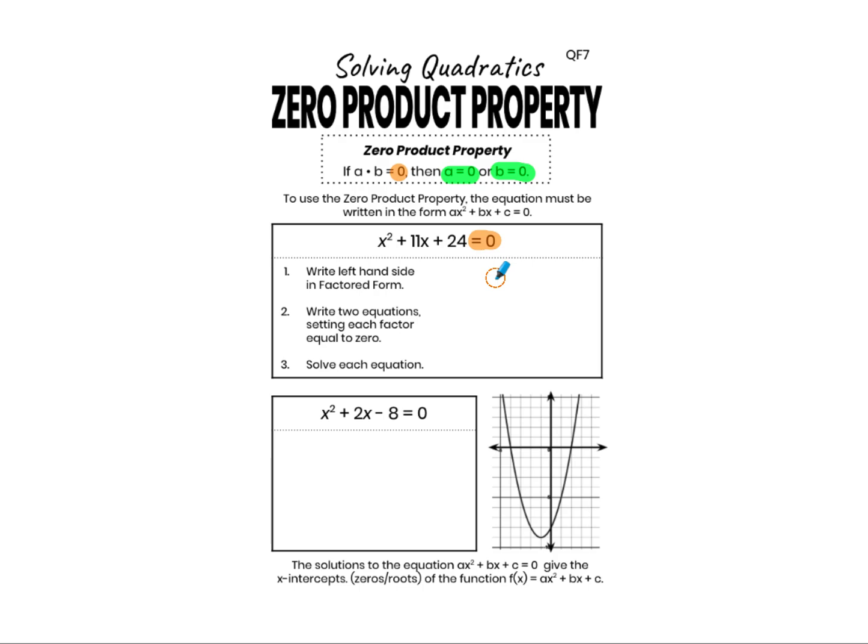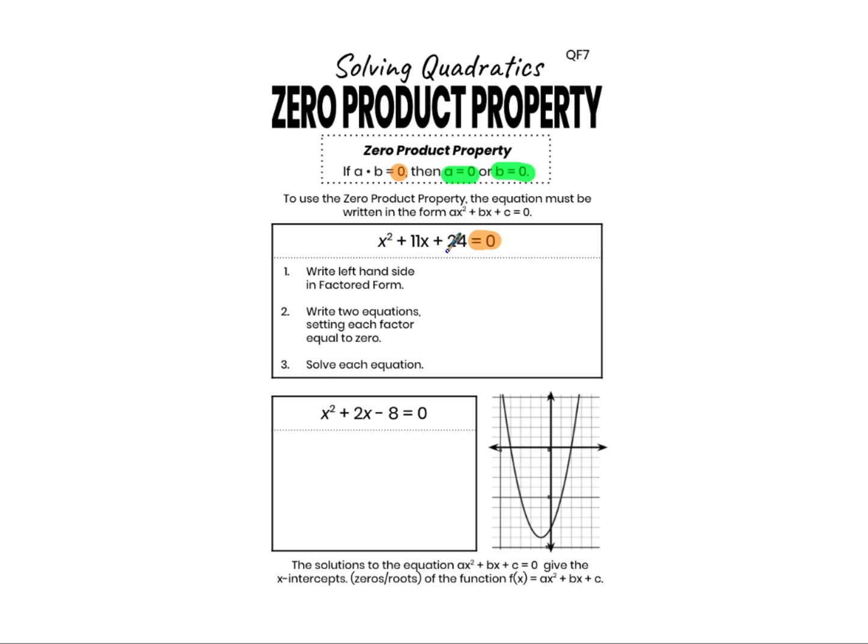If we did not have equals 0 on one side of our equation, we would need to transform it so that we did have equals 0. Now we're going to solve this equation using the zero product property. The first step of this is to write the left-hand side in factored form.